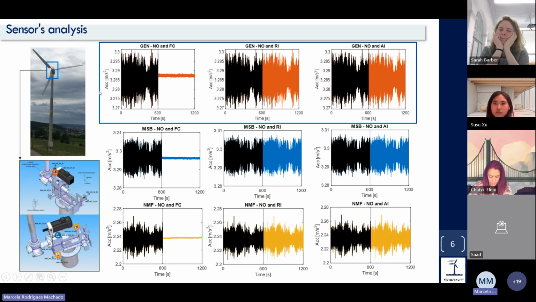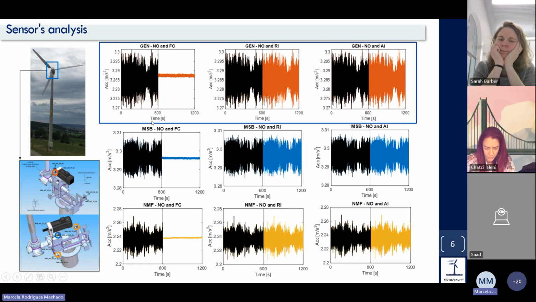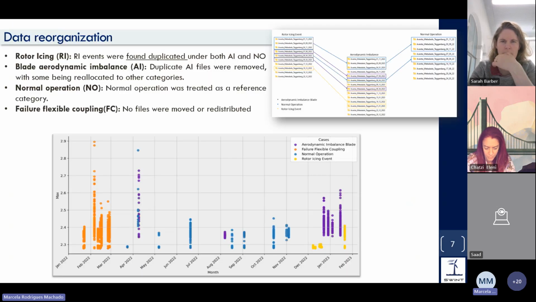So for the analysis, we remain and use only the sensor installed in the generator, because we understand that the generator is responsible for harvesting the system, so the sensors will capture the main variability or whatever happened in the system, the sensor would be able to capture some difference.